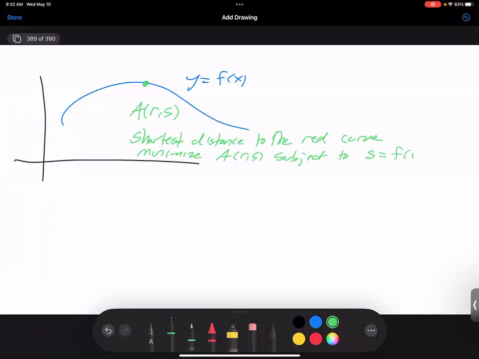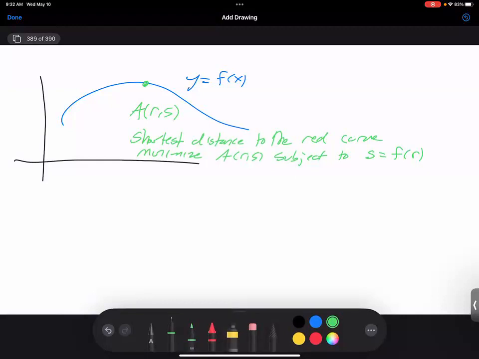So now I want to minimize A of RS subject to S equals f of R. It's another Lagrange multiplier. I can do this as 2 Lagrange multipliers. First, I fix a point on the blue curve, and I use the Lagrange multipliers to find the closest distance. And now that I have that, I vary things on the blue curve.